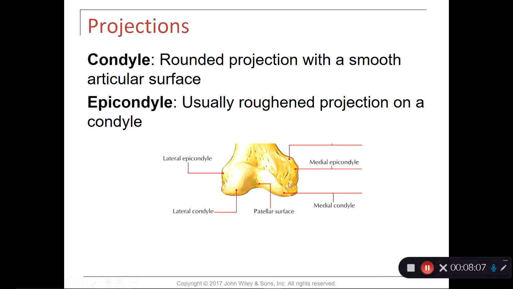And often, rule of thumb, if you see a bone that's kind of porous like this, you can guarantee that some type of tendon or ligament attaches to it at that point. So the epicondyles are often places where you're going to find some type of muscle or tendon attachment. Tendon or ligament attachment. Forgive me, tendons are a part of muscles.